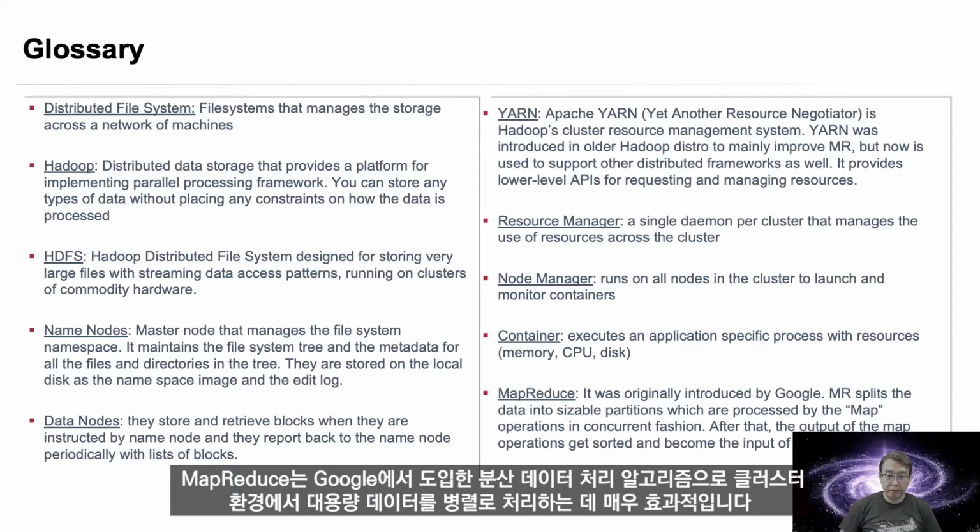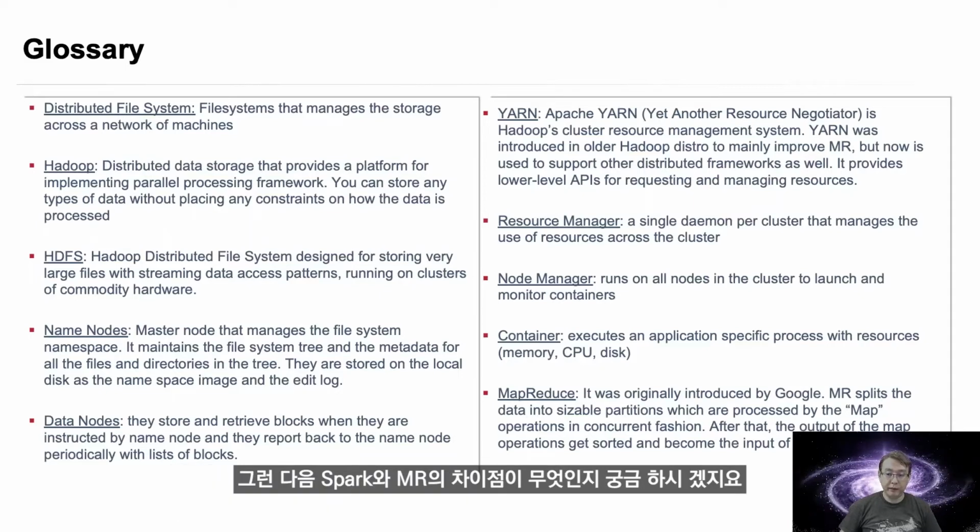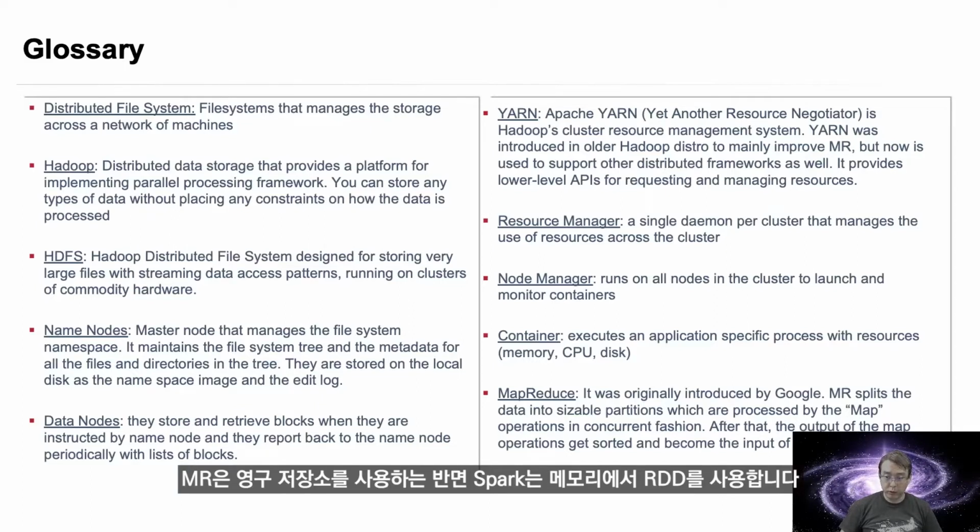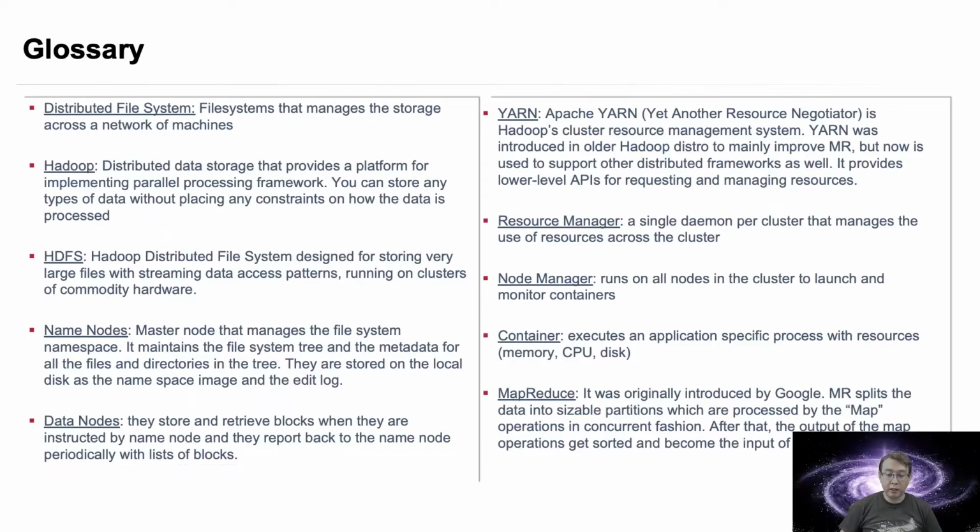Finally, MapReduce is distributed data processing algorithm introduced by Google and is very effective in processing huge amount of data in parallel in cluster environment. Then you may ask, what is the difference between Spark and MR, which is MapReduce? MapReduce uses persistent storage, whereas Spark uses RDD in memory.